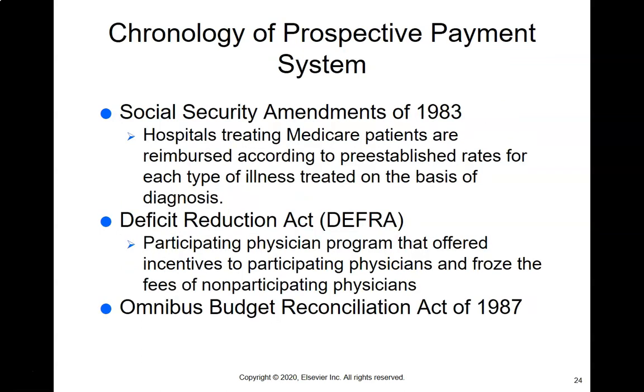Chronology of prospective payment system. The Social Security Amendments of 1983: hospitals treating Medicare patients are reimbursed according to the pre-established rates for each type of illness treated on the basis of diagnosis. The Deficit Reduction Act, DEFRA, is a participating physician program that offered incentives to participating physicians and froze the fees of non-participating physicians. The Omnibus Budget Reconciliation Act of 1987 introduced the maximum allowable actual charge formula.